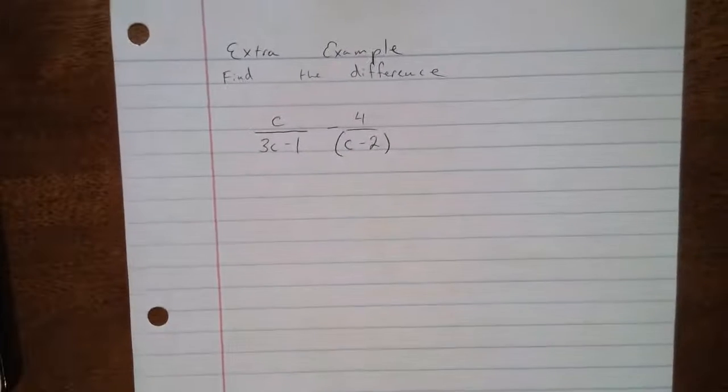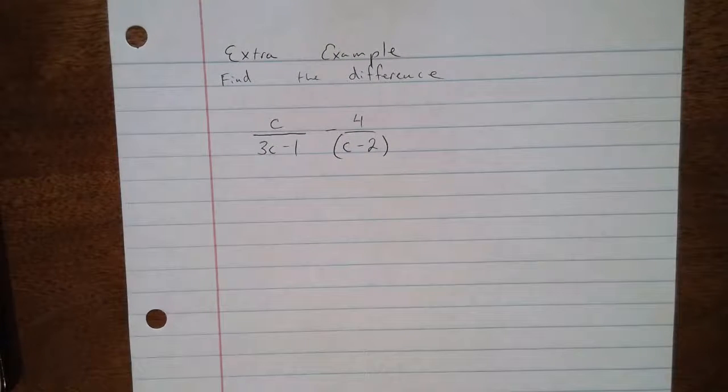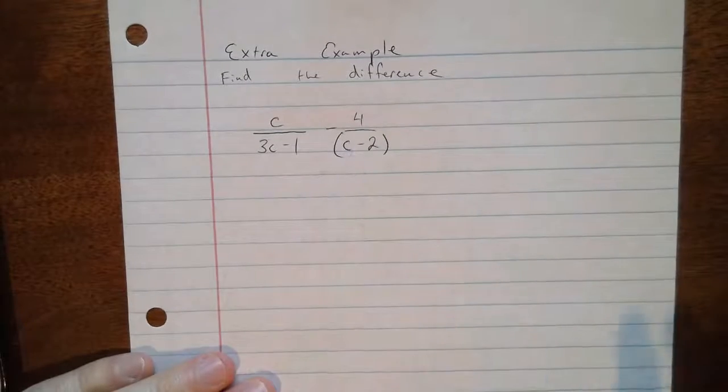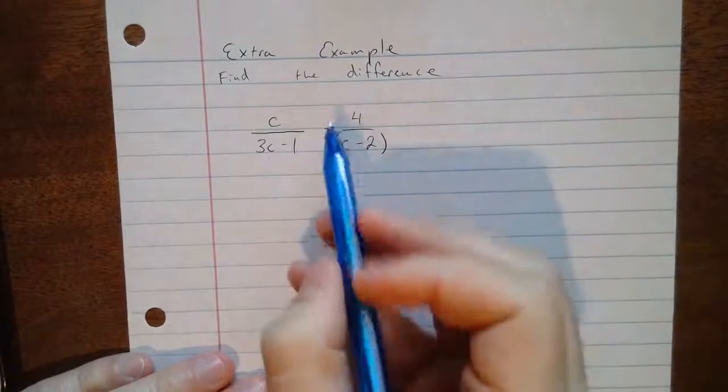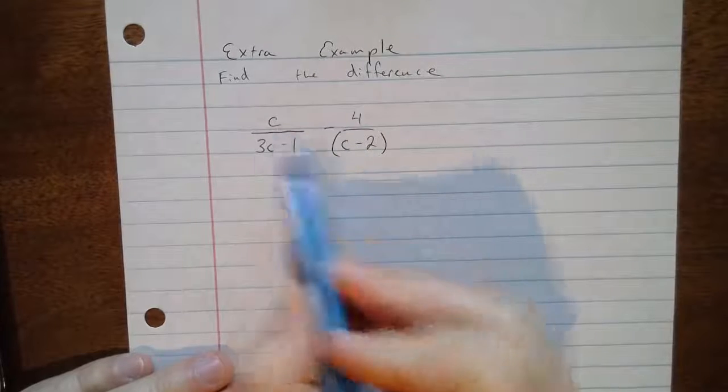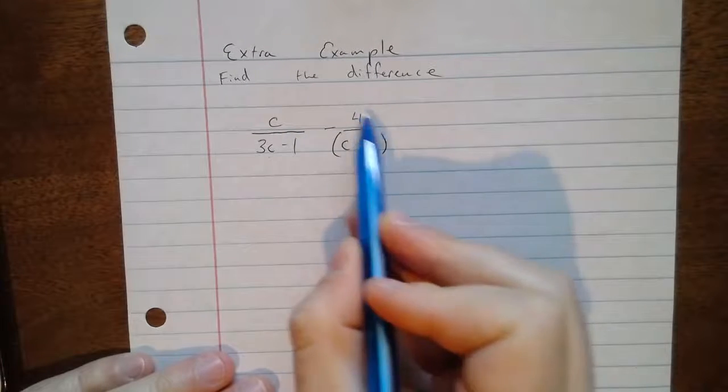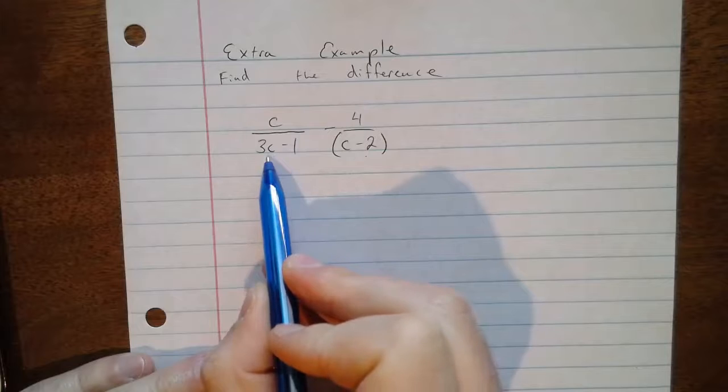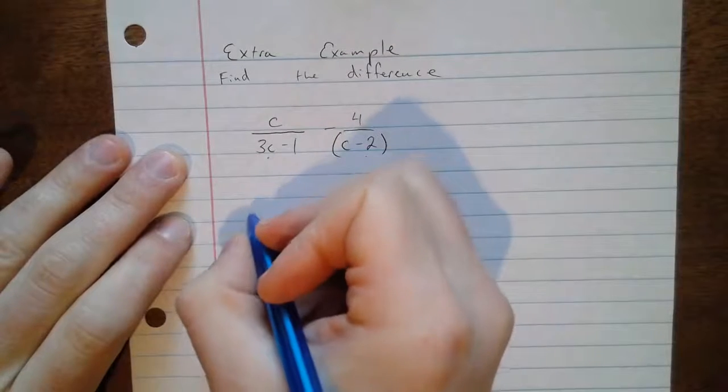Now you can feel free to skip this last example. I just wanted to go through one more with you for clarity. So again, the denominators are not the same. We need to make them the same by multiplying this expression by c minus 2, and this part of the expression by 3c minus 1. So I'll show you what that would look like.